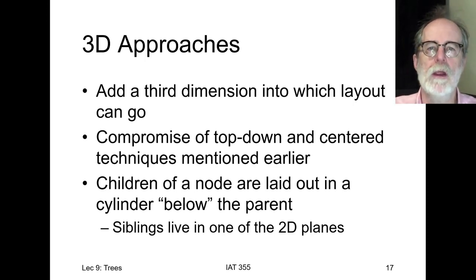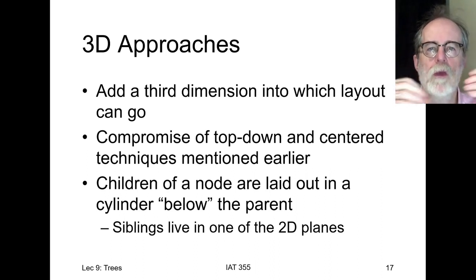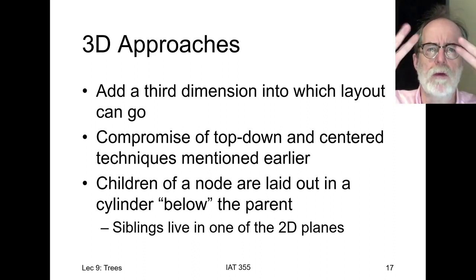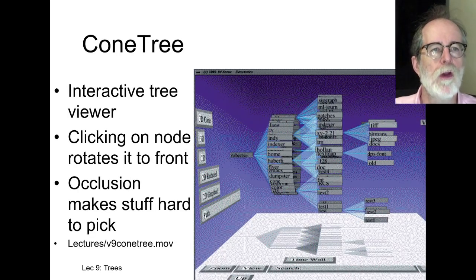So what's going on here is that instead of laying things out in 2D, the hope with the ConeTree technique is that we can use three-dimensional space to lay out all the stuff in the tree around what's nominally a greater amount of space. That space gets projected onto the screen, and the way you interact with it is to move your viewpoint around and move the objects around.